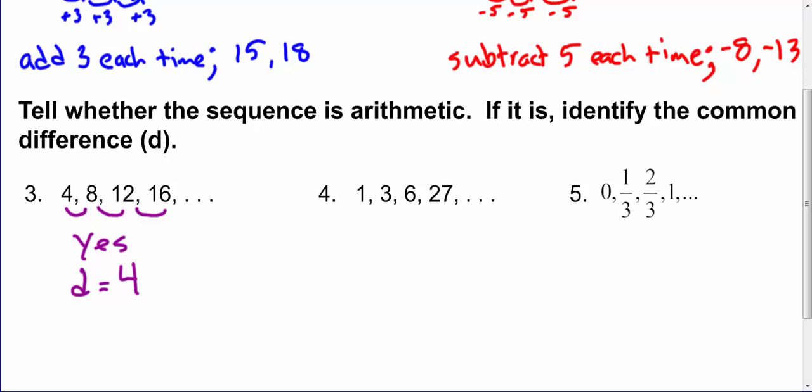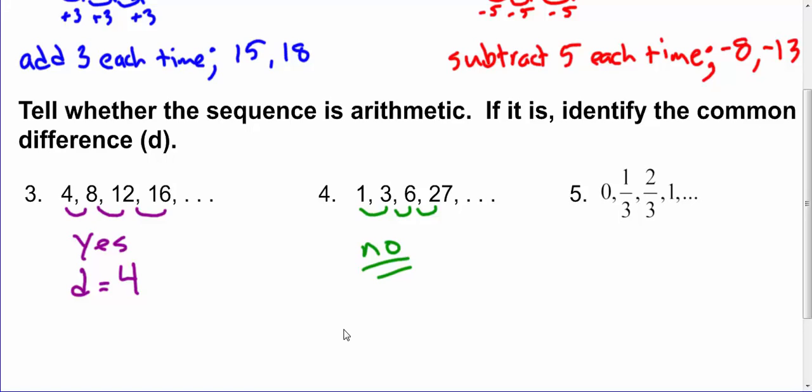Alright, so let's look at number 4. We go plus 2, plus 3, plus 21. What is going on here? This is definitely not arithmetic. Okay, and since it's not arithmetic, we're not gonna find a common difference either.